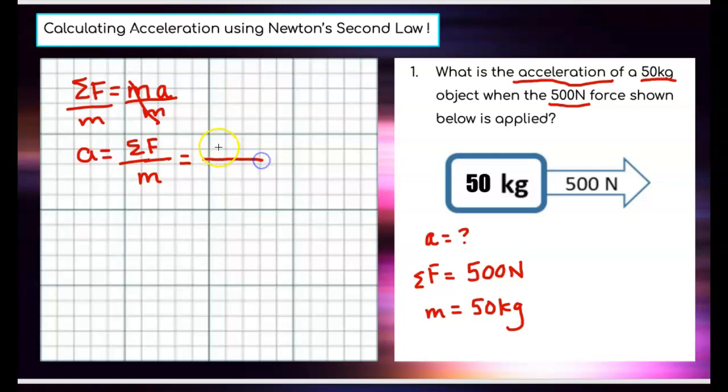So again, we know that my net force here is 500 newtons. We also know that the mass of this object is 50 kilograms. 500 divided by 50, to do this an easier way, cancel out a 0. We know that 50 divided by 5 is 10, a little mental math. We know that the units for acceleration are meters per second squared. So the acceleration that this object would experience is 10 meters per second squared.